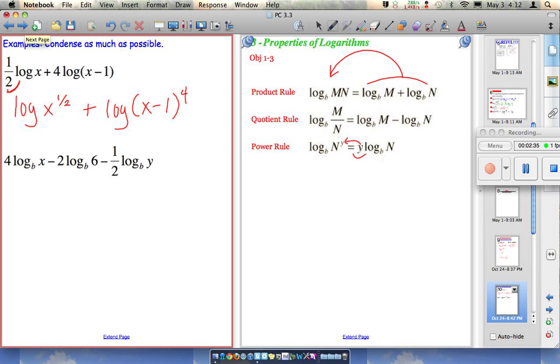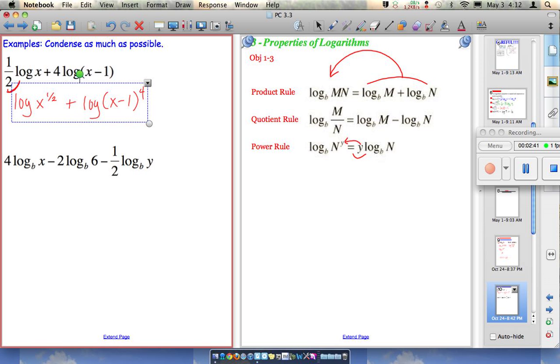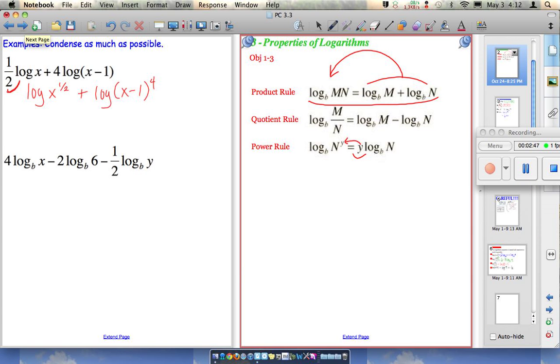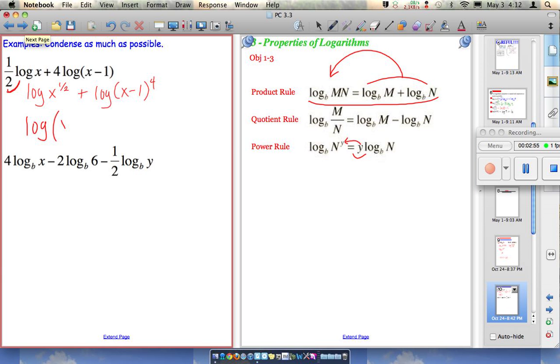So we have these values, and now we have no factors here. So now we can condense this even further by using the product rule. We'll put it back as a product of the inside terms. So now we can change it to log of x to the 1/2 times x minus 1 to the 4th. And honestly, you'll probably write that as square root of x instead of x to the 1/2, because it's a simpler way to write x to the 1/2. So there's your condensed version of the same exact quantity.